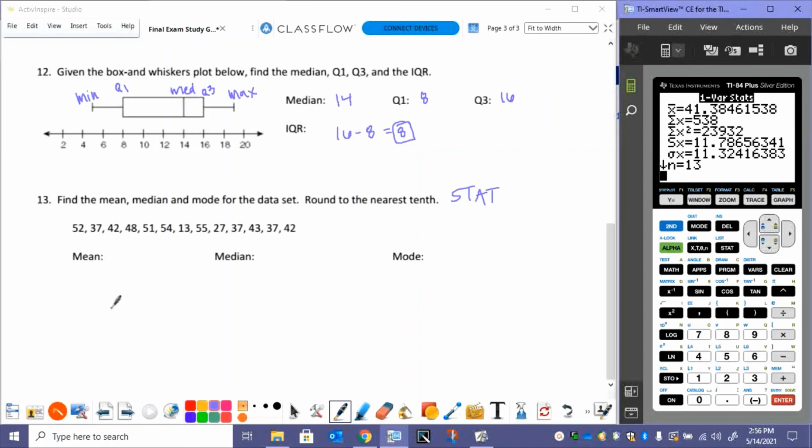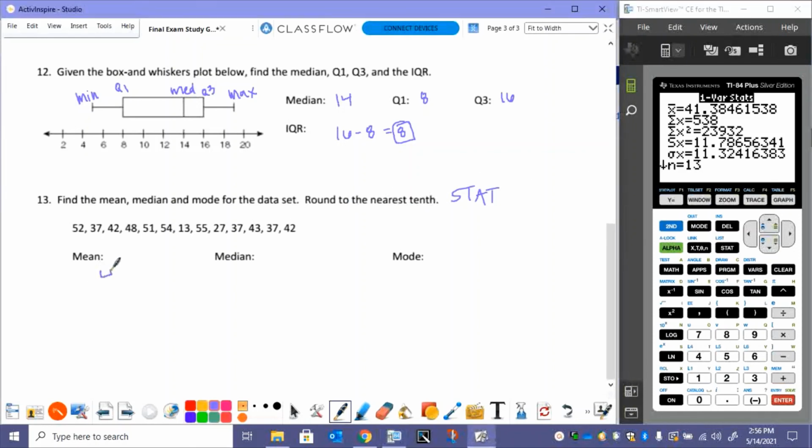And then hopefully you remember that this x bar, this first number that it gives us, is actually our mean. So our mean here is 41.4. It says round to the nearest tenth, which is 1 decimal place. So that's why we're going to say 41.4.